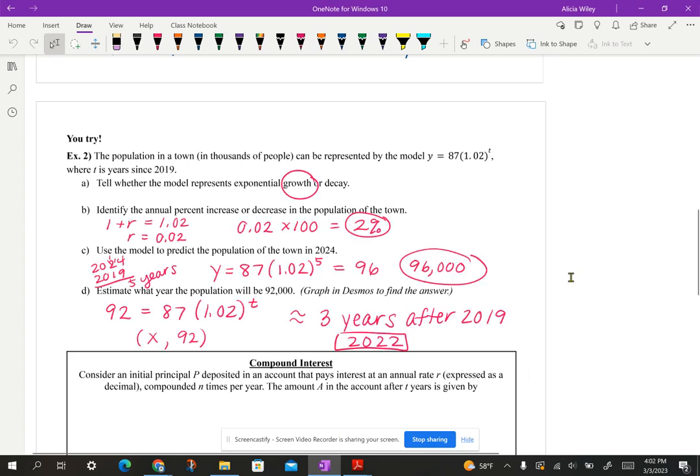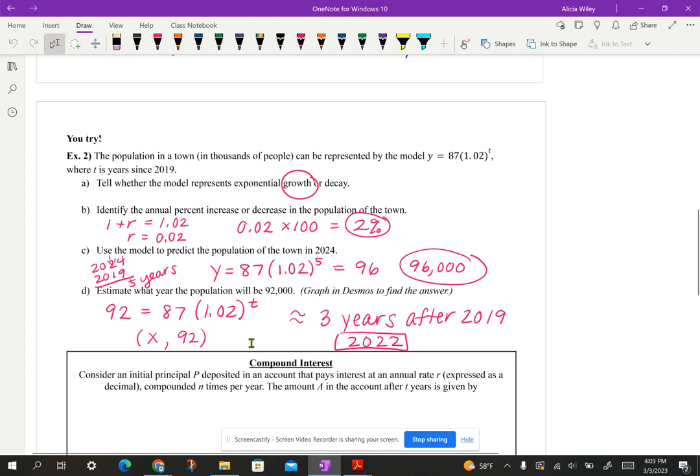So hopefully you had a chance to try each one of those, and you can check your answers. I have them all circled and boxed. I even put all the work there. So if you needed to pause the video to look at my work to see what I did to get to the answers, you can go ahead and do that.